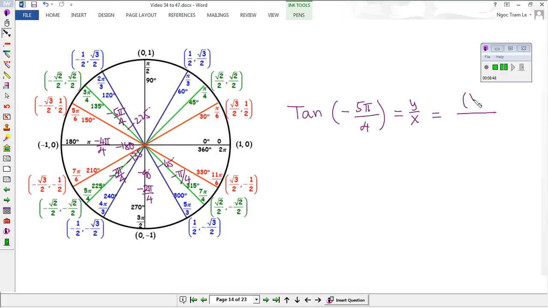Tangent is y over x. We substitute our y for square root of 2 over 2. We substitute our x for negative square root of 2 over 2. So you can see the same number, except that one of the numbers, which is your x, is negative. So when you divide by the same number, your answer is 1. In this case, it will be negative 1.